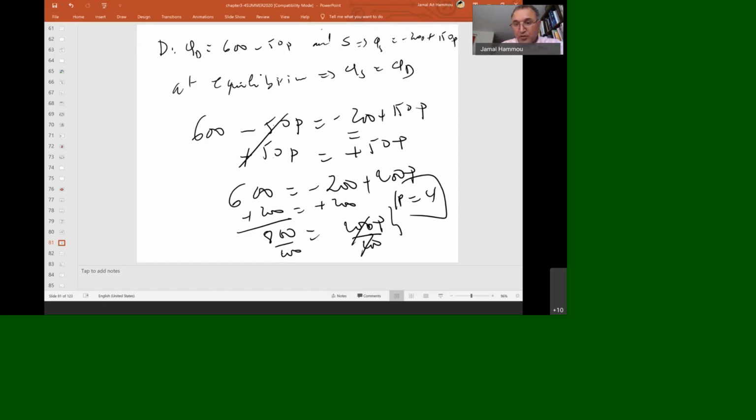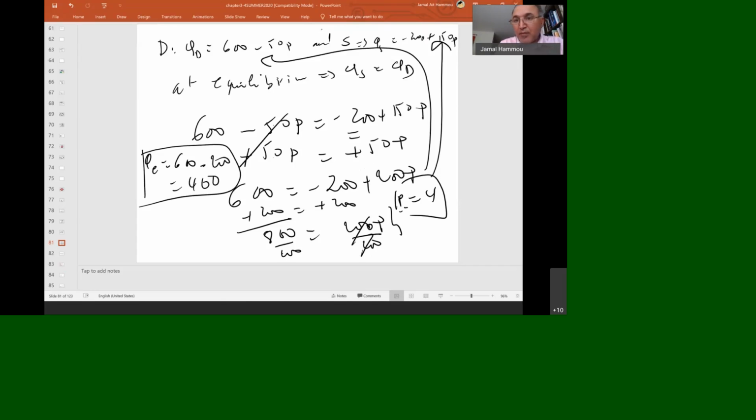Now I have to come up with Q. I will just take this number 4 and plug it into one of the equations, because I have to come up with the equilibrium quantity. So if I put 4 here, QE equals 600 minus 50 times 4. That's 200. That's 400.